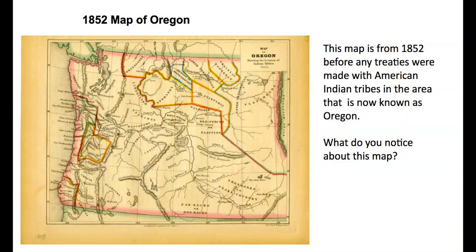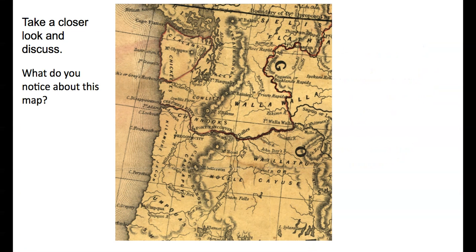This map is of 1852 in Oregon, before any treaties were made with the American Indian tribes in the area that is known as Oregon. What do you notice about this map? Let's take a closer look and discuss. What do you notice about this map? What is the big idea in this map? Please pause the video and discuss.